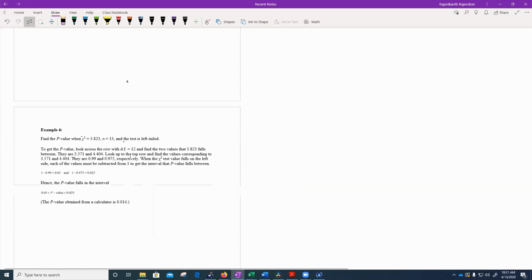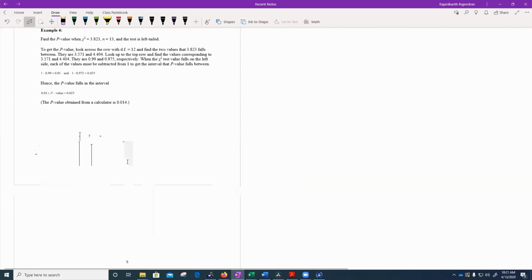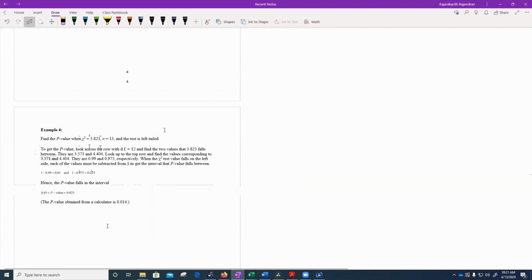This problem is also kind of similar. You need to find the p-value. The test chi-square value is given, and the degrees of freedom is again 12. What kind of test is this now? This is a left tail test. If you draw a picture for this problem, I have a left tail. My test value is given, 3.823. Therefore, this is my p-value, the left side area.